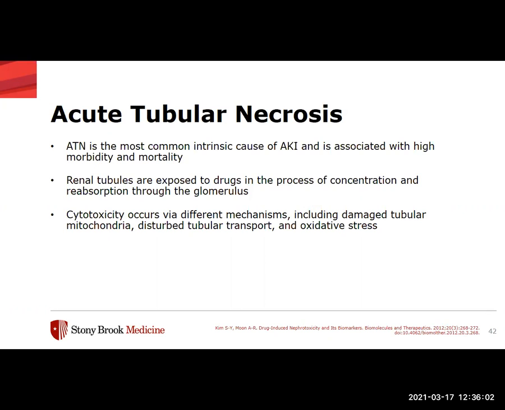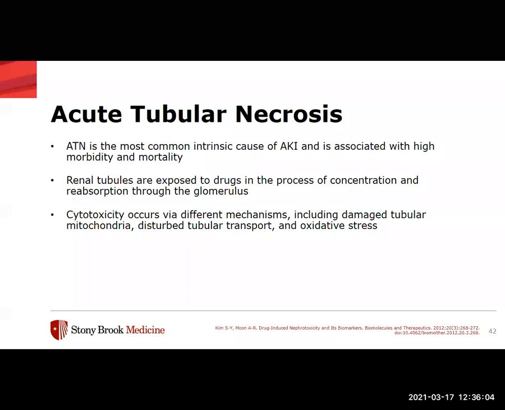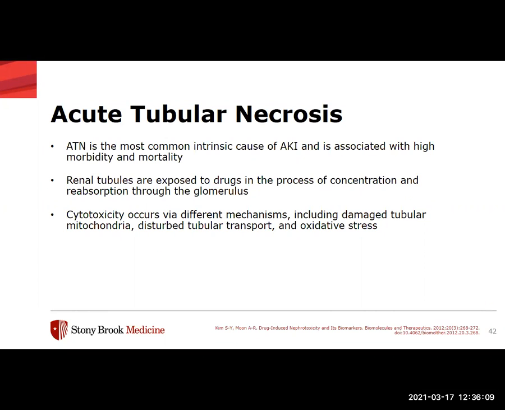Within the renal tubules, the proximal tubule cells are exposed to drugs in the process of concentration and reabsorption through the glomerulus. These proximal tubule cells are influenced greatly by drug toxicity. Toxicity within the tubular cells arises via different mechanisms, including damage to the tubular mitochondria, disturbances within the tubular transport system, and increases in oxidative stress due to free radical generation.